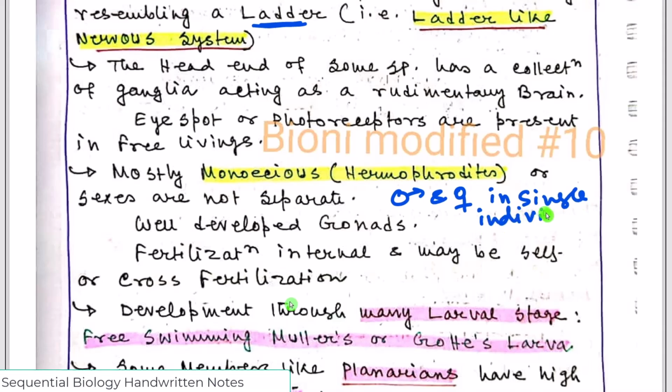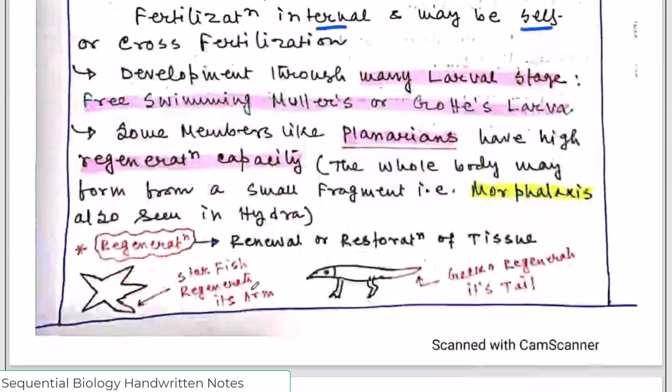So they are monoecious or hermaphrodite, and sexes are not separate, but well-developed gonads can be seen, and fertilization is internal and may be self or cross fertilization. Self fertilization means a single individual is involved in fertilization. But when two individuals are required for fertilization, this type is cross fertilization. Both types are observed in this phylum.